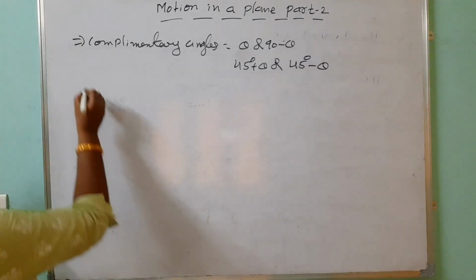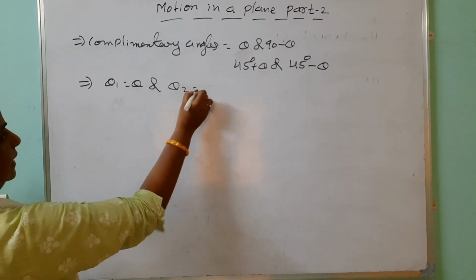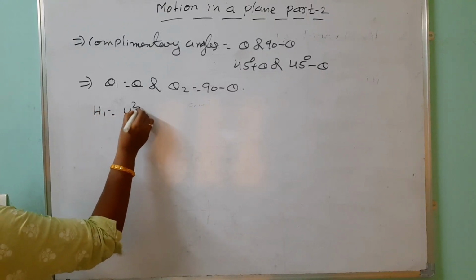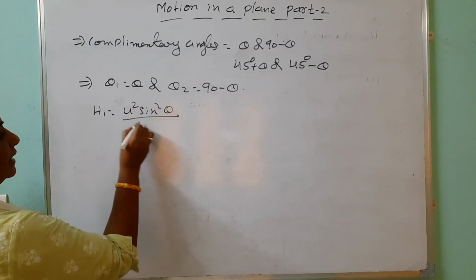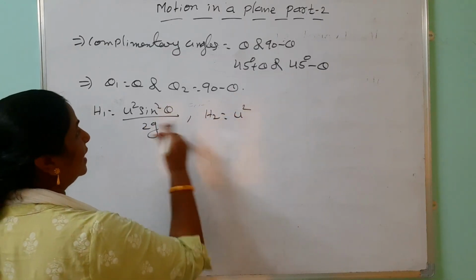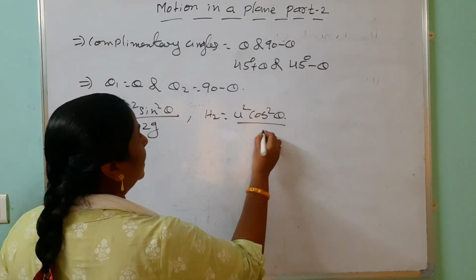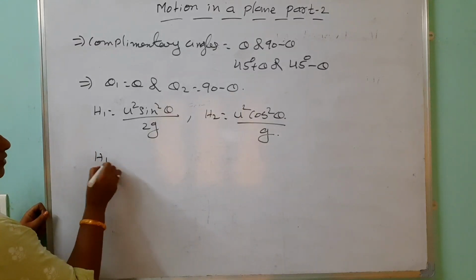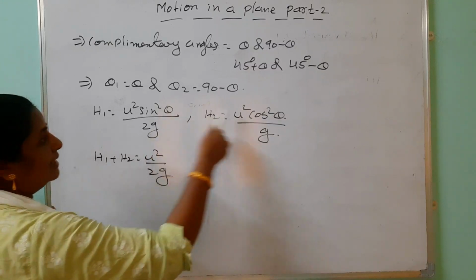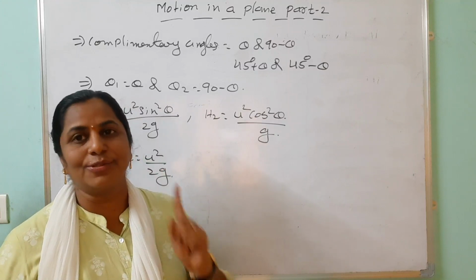Look here. Suppose theta 1 equals theta, theta 2 equals 90 minus theta. Here h1 is u square sine square theta by 2g, because velocity is the same. h2 is u square sine square of 90 minus theta, so we are getting cos square theta by 2g. When we add h1 plus h2, we simply get u square by 2g only. Why? Because sine square theta plus cos square theta equals 1. So we are getting u square by 2g.